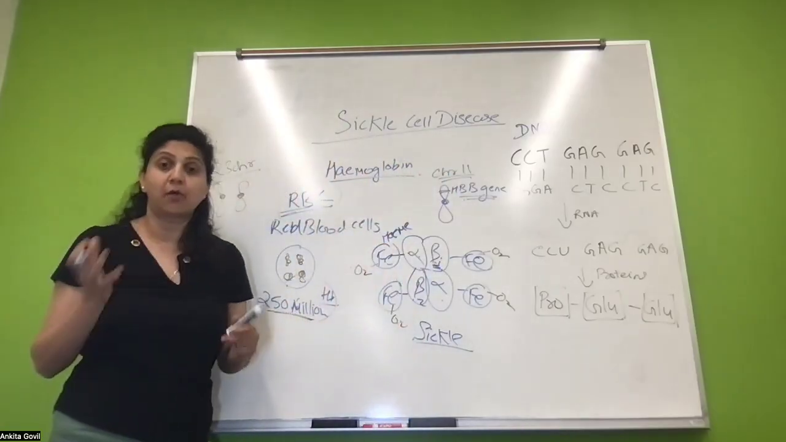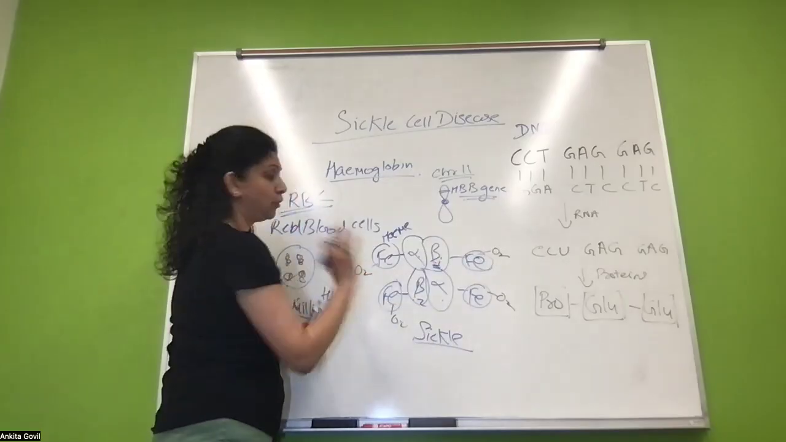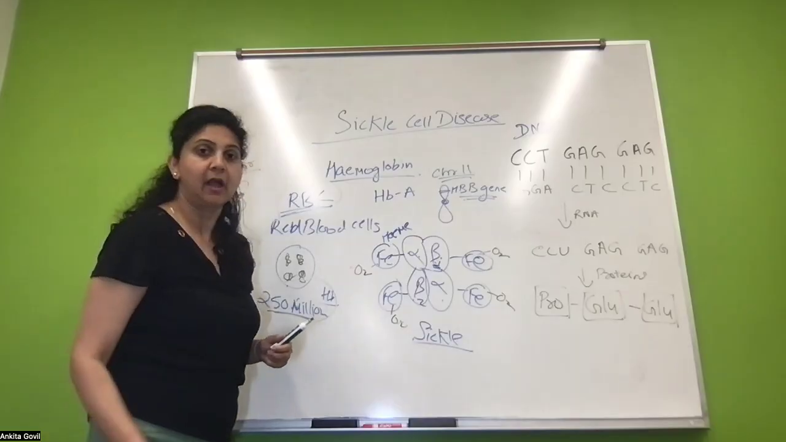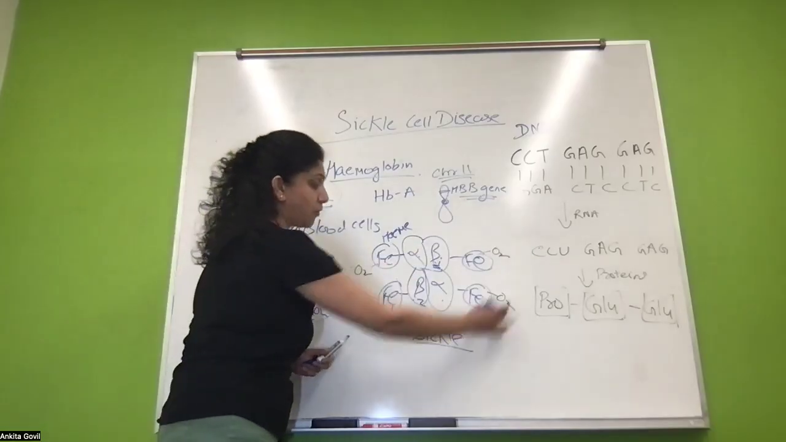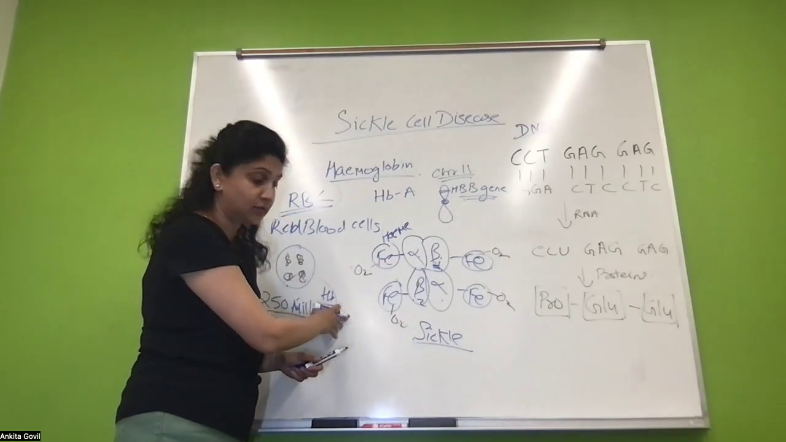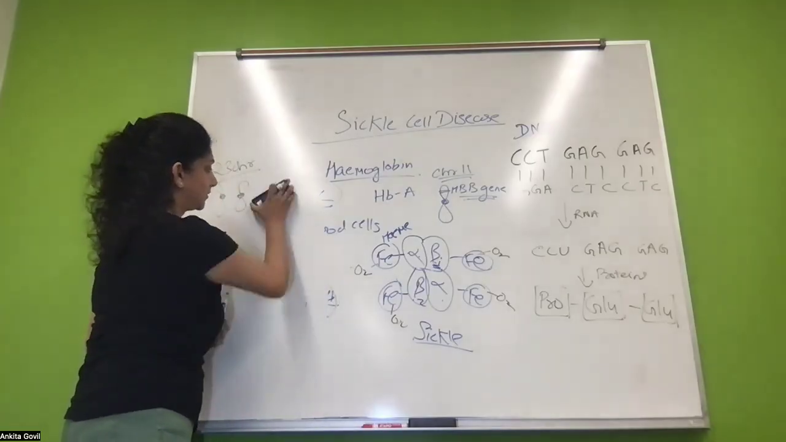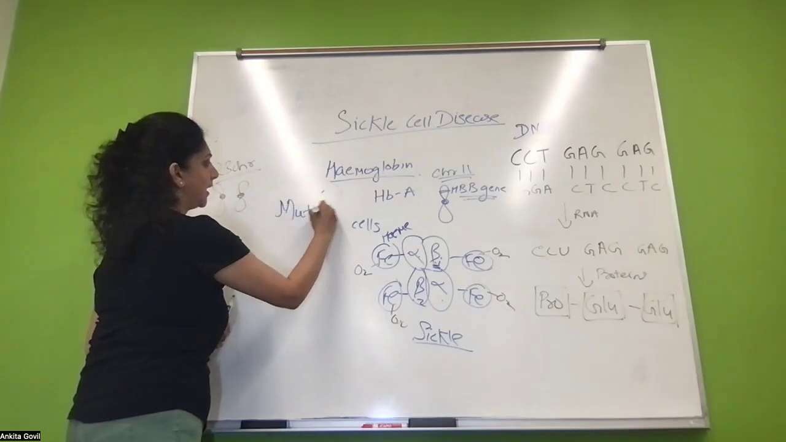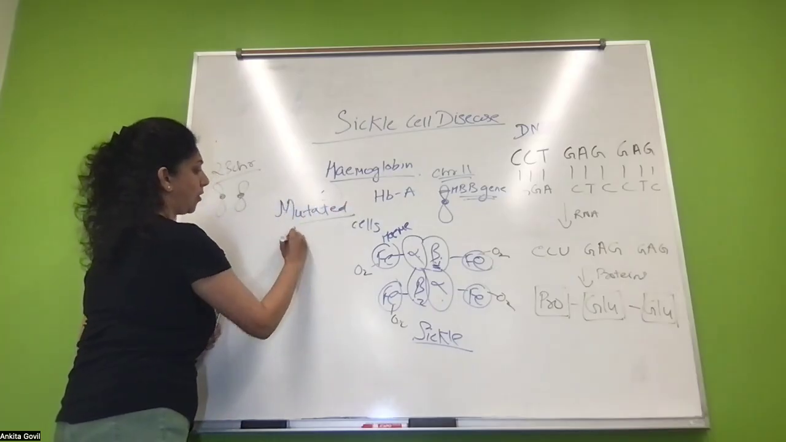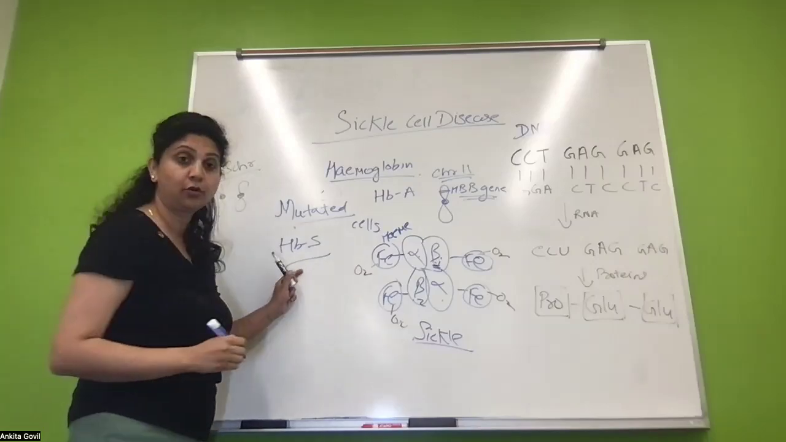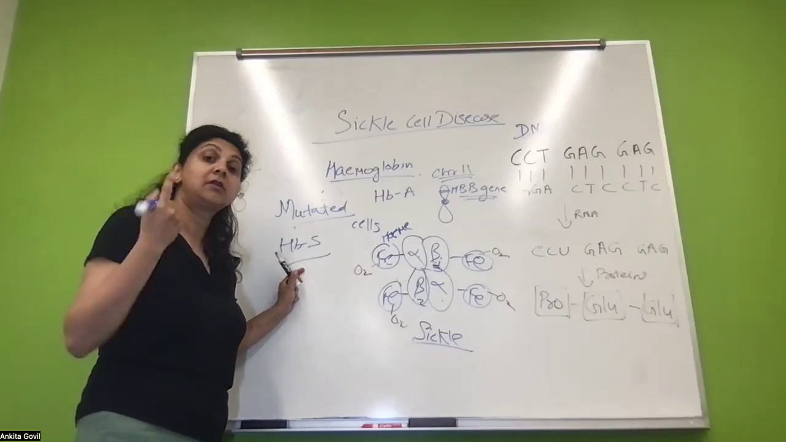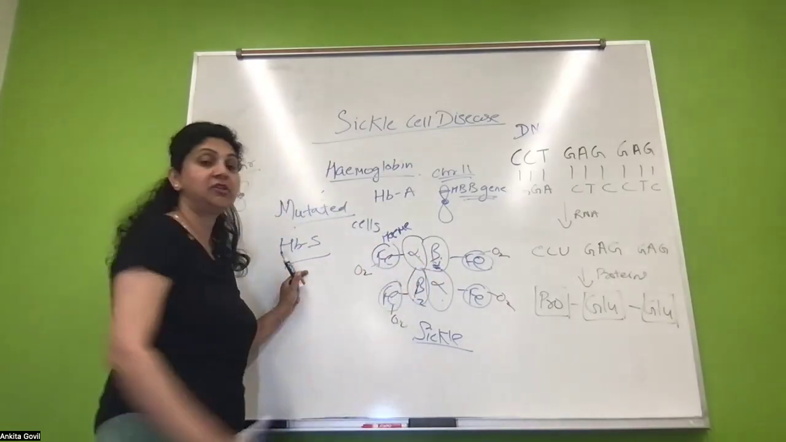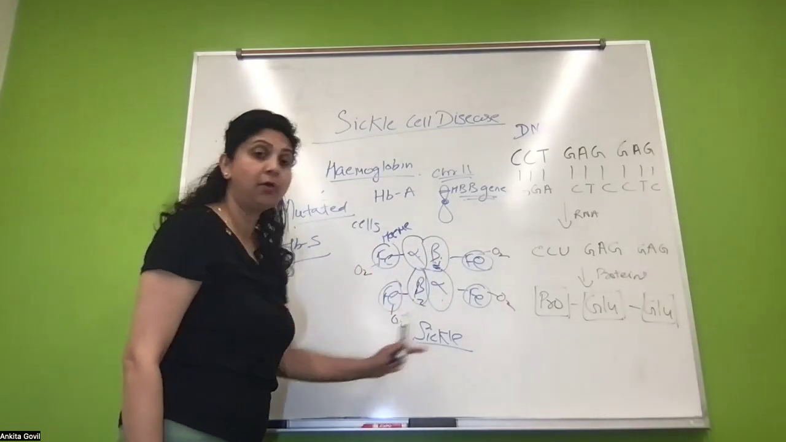Because the hemoglobin is modified now. Right now, the normal hemoglobin is called HbA. However, if the hemoglobin is modified or mutated, it is called a mutation, mutated, then it is called HbS. Now the hemoglobin is called HbS because it is mutated. It has a change in the beta chain of the hemoglobin molecule.